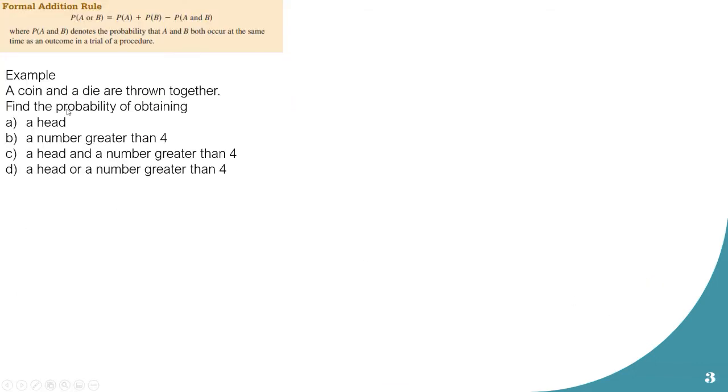So let's look at this example now. A coin and a die are thrown together. Find the probability of obtaining a head, a number greater than 4, a head and a number greater than 4, a head or a number greater than 4.